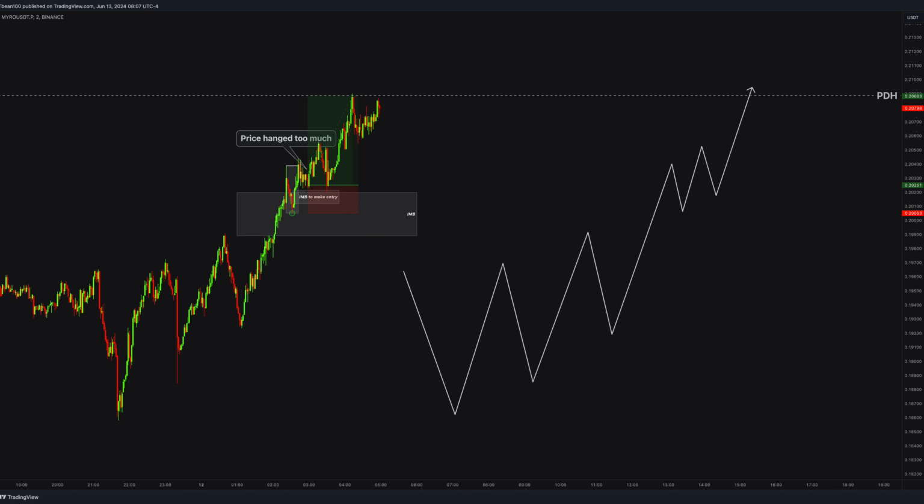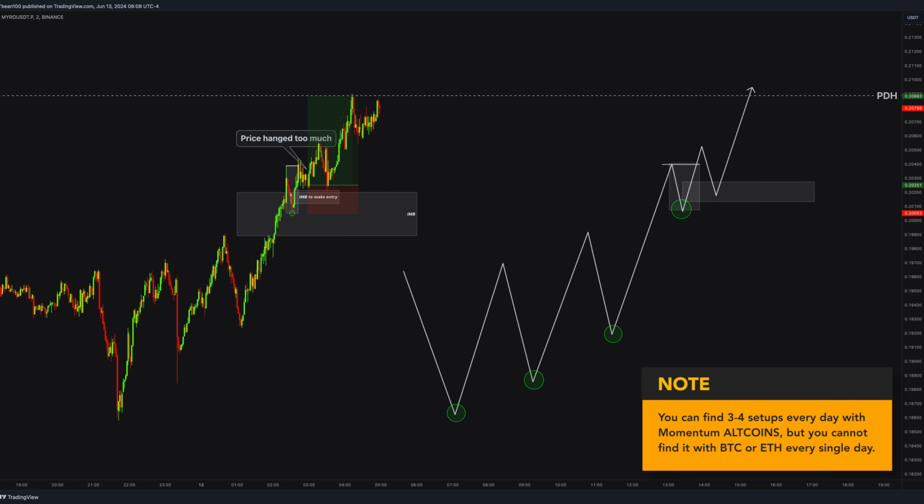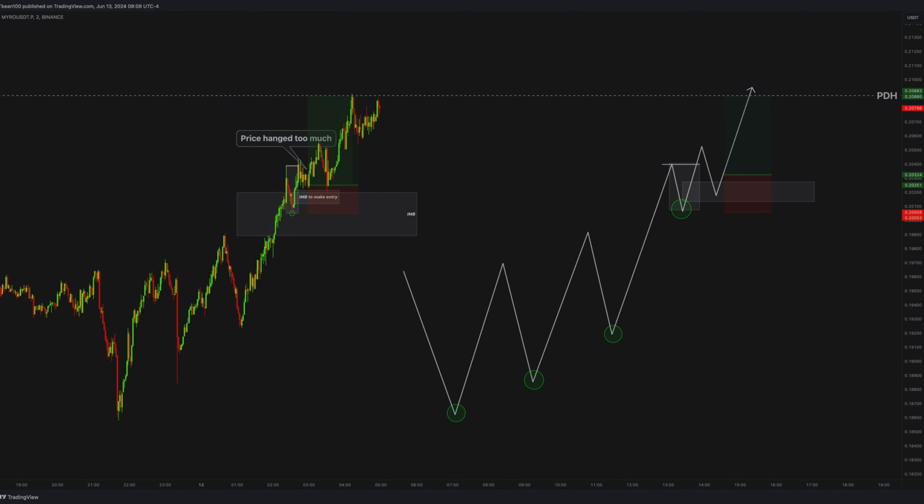So, what happened here? Let's discuss. Price in momentum, running towards the previous day high. During this movement, it starts to protect its lows and keep moving by making new breaks. This is a very classic masterclass setup which I enjoy a lot. The advantage of trading momentum coins is that you can find many setups like this every single day.